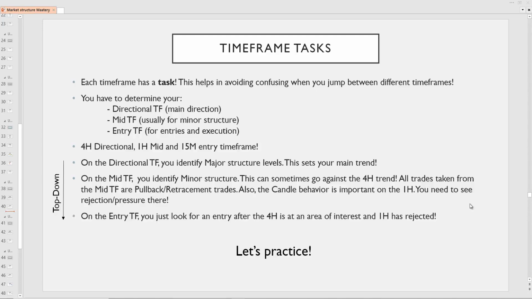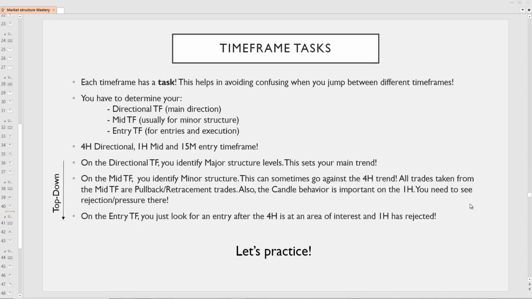So you actually constantly have to flick through the 4 hourly, the hourly, and the 50-minute. And you constantly have to remind yourself what is the direction, what is the middle time frame doing, and what is your entry time frame about to set up. All right, so it's really important to set the task for each time frame so you don't mess up.